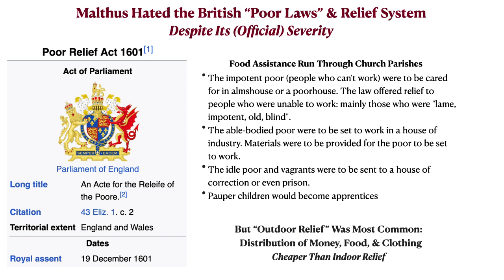Able-bodied people were supposed to be put to work in a house of industry, basically run through parishes, and materials were to be provided for them to be set to work, and then idle or vagrants were to be sent to a house of correction or even prison. But despite the severity of the official act, it didn't really work that way, because parishes often found that it was much cheaper simply to provide what was known as outdoor relief, distributing money, food, and even clothing to impoverished people, rather than building these workhouses, which were expensive.